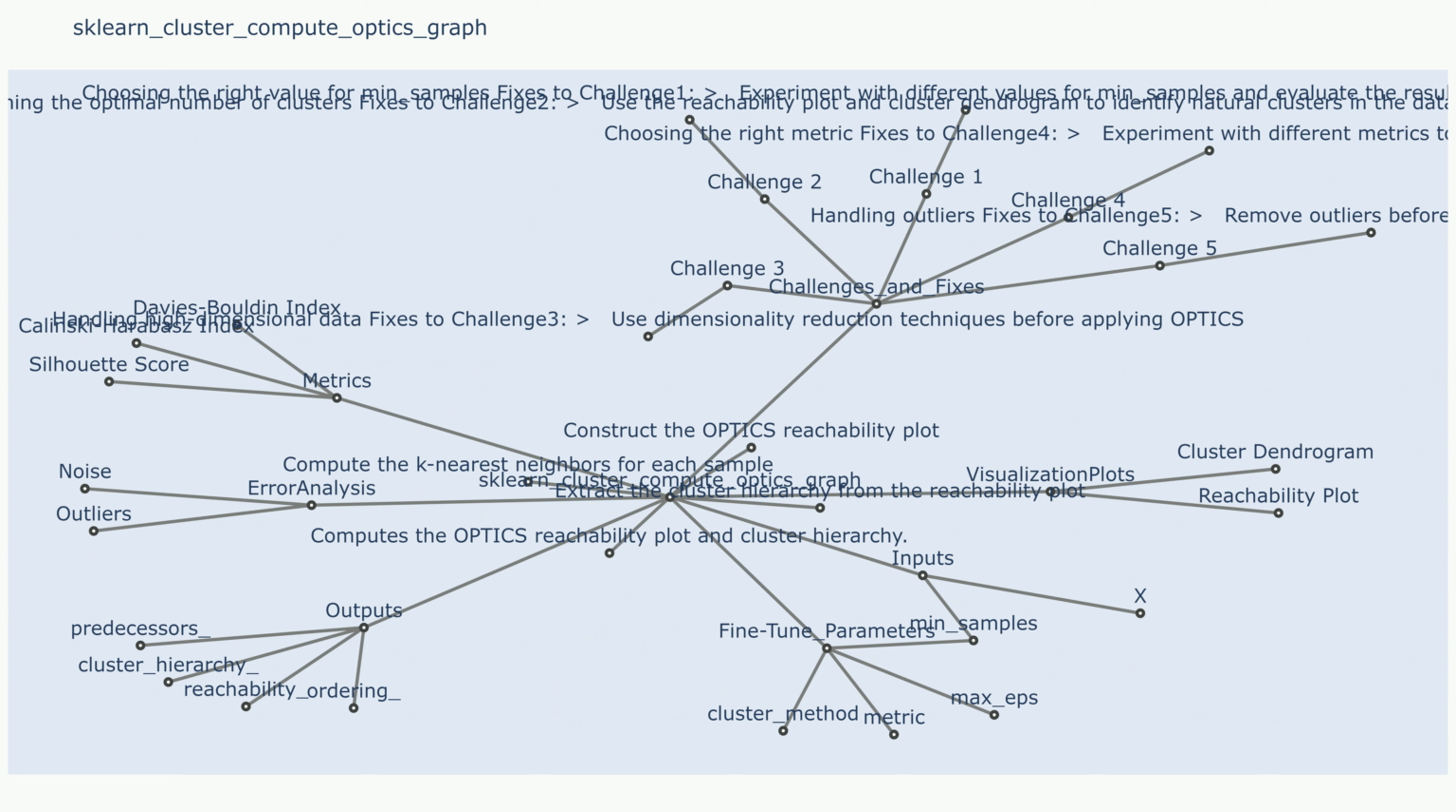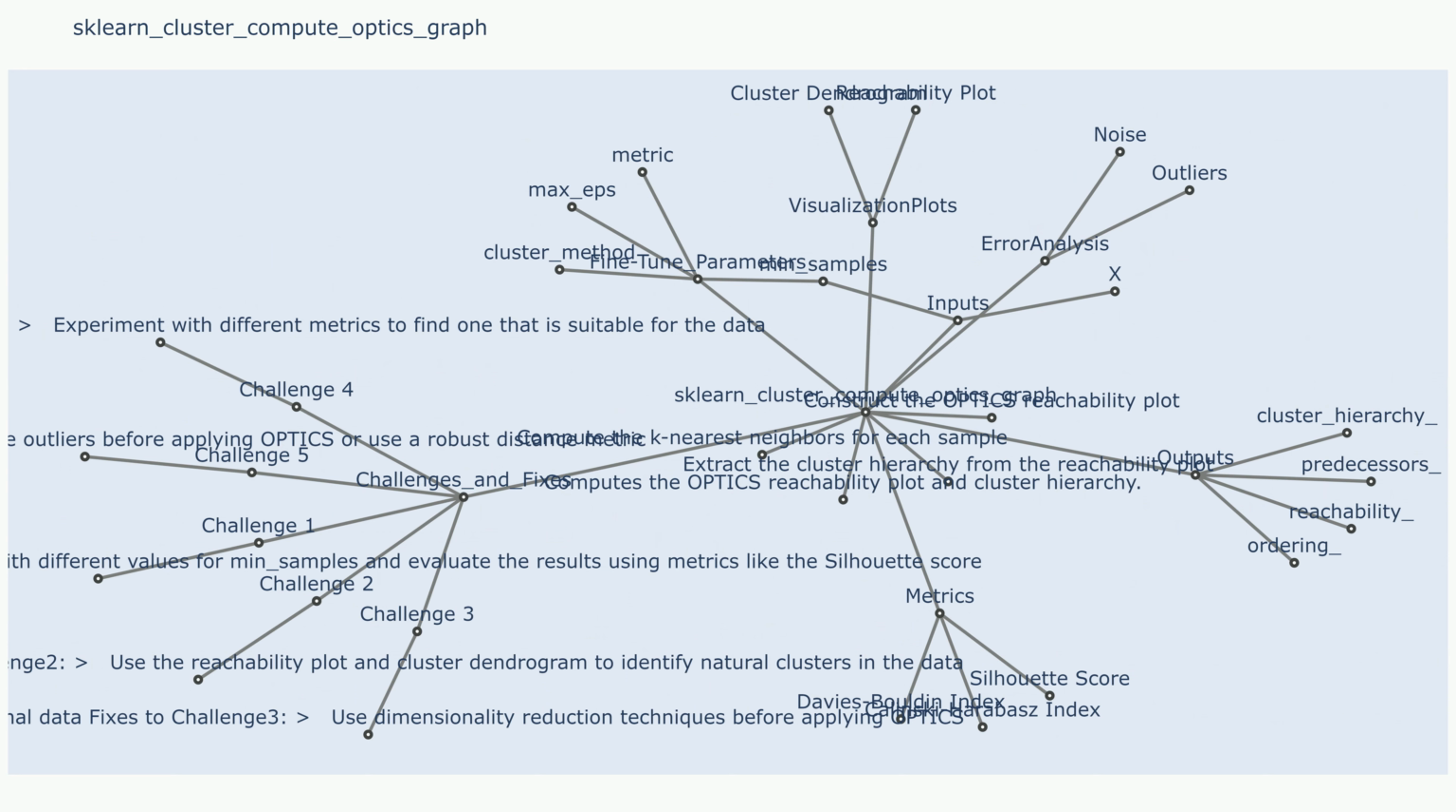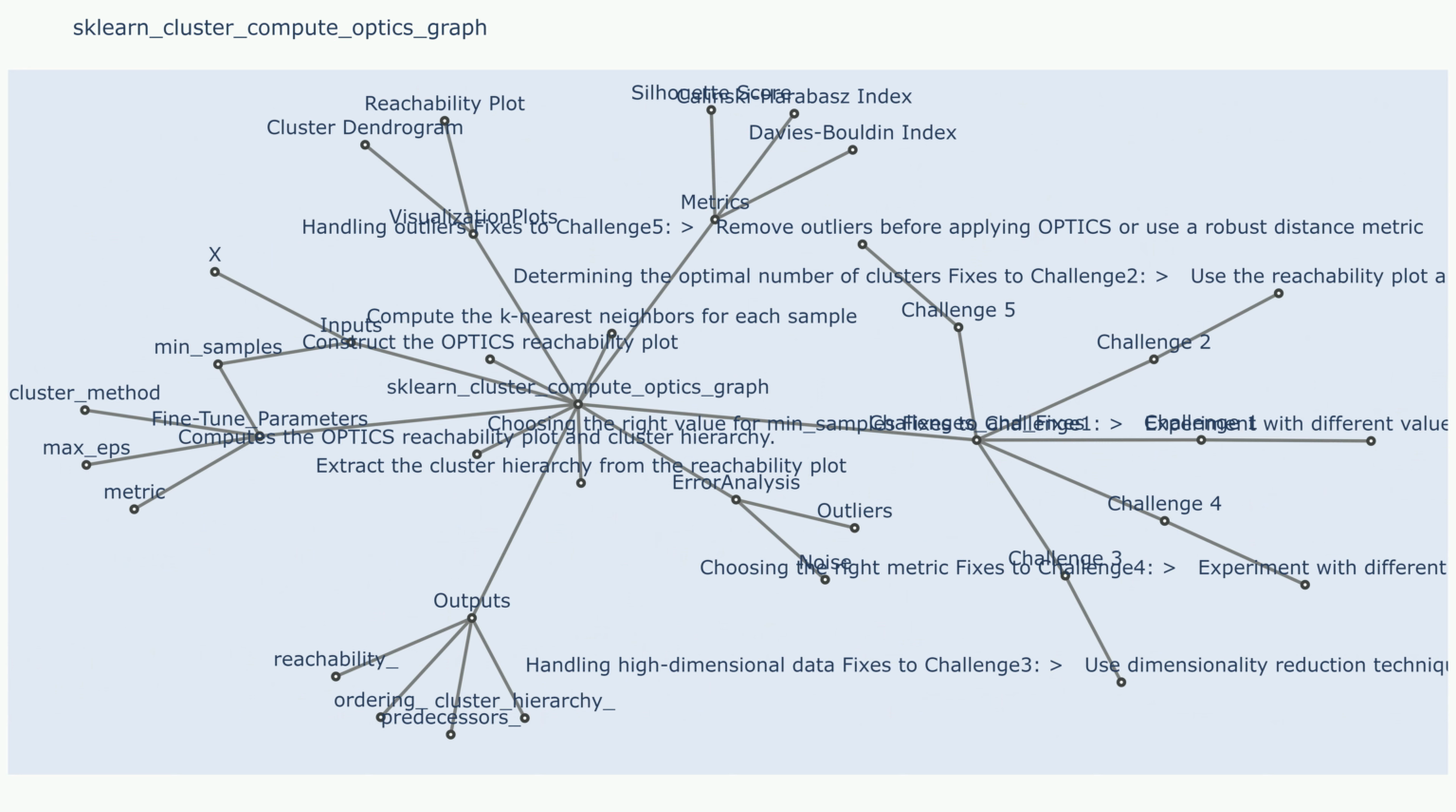Steps. The OPTICS algorithm initializes by selecting a random data point as the starting point. It then computes the reachability distances from this point to all other points. The algorithm then proceeds by selecting the next point with the minimum reachability distance, and repeats the process. The algorithm continues iteratively until all data points have been processed. The reachability plot, predecessors, and ordering are generated based on the computed reachability distances.